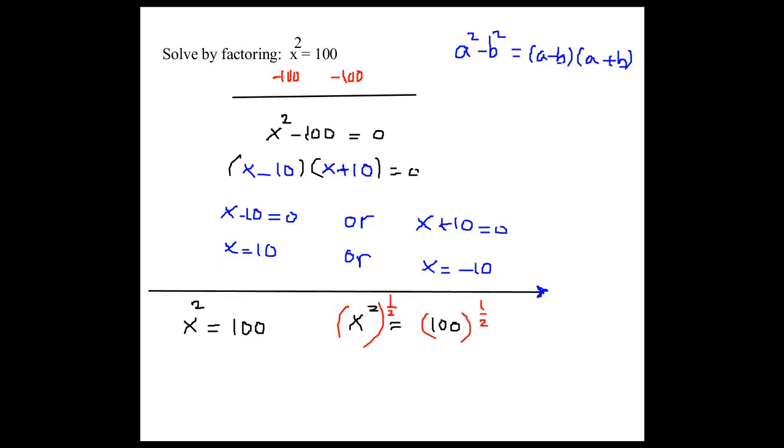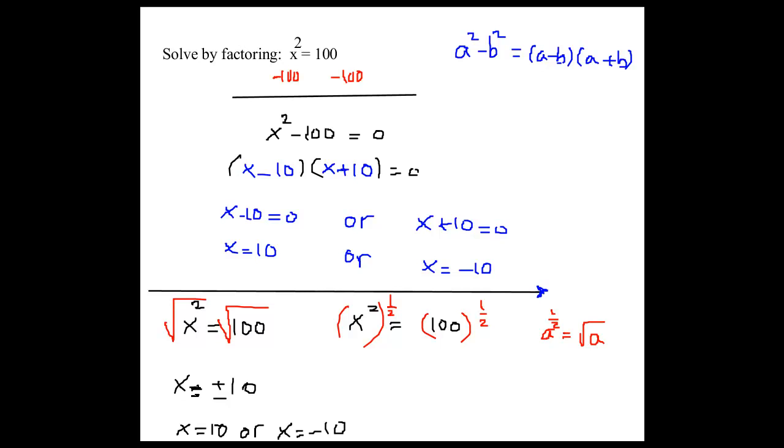So really a to the power of 1/2 is the same as square root of a. So in other words, I'm taking the square root of both sides. If I take the square root of both sides, square root of x squared would be x, and square root of 100 would be 10. But when you do that, you have to remember that there are two solutions there. Don't forget the plus and minus there. So x equal to 10 or x equal to minus 10.